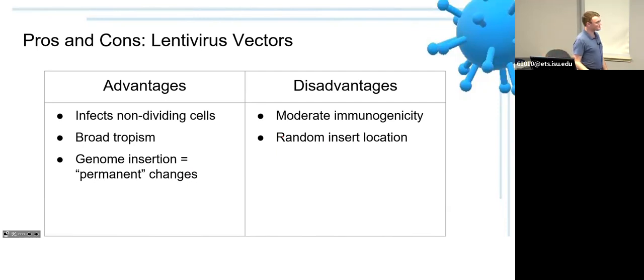Downsides are your immune system hates HIV, so it will attack it. And it's a random insert location. We can't control where this thing is going to stick. So every time you use a lentivirus vector, you're crossing your fingers, praying you're not going to give the guy cancer, which rarely happens given that like 98% of your genome is junk DNA, but there is a possibility.